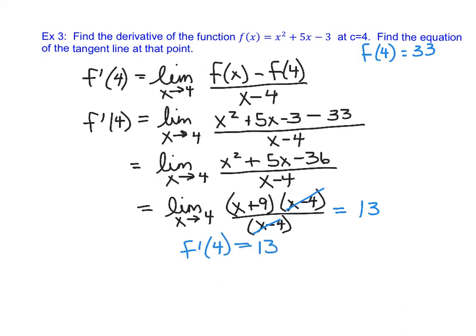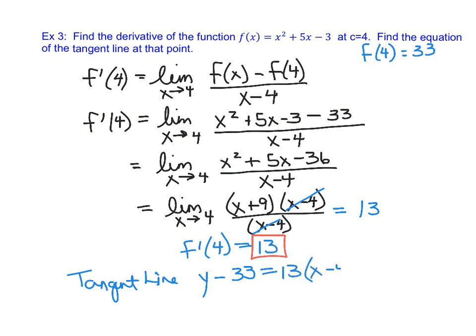Now we're going to go ahead and use that for our slope of the tangent line. Let's make the equation of the tangent line. By saying y minus my y-coordinate, so y minus 33, is equal to 13 times x minus 4. Go ahead and simplify that and come back and check with my answer. In simplified form, I have that the equation of the tangent line is y is equal to 13x minus 19.